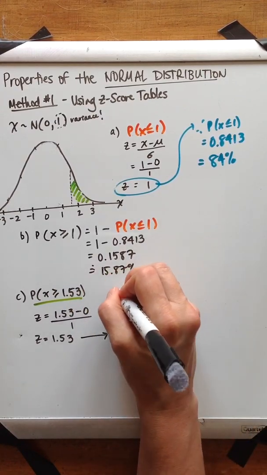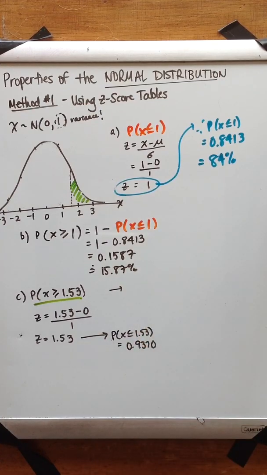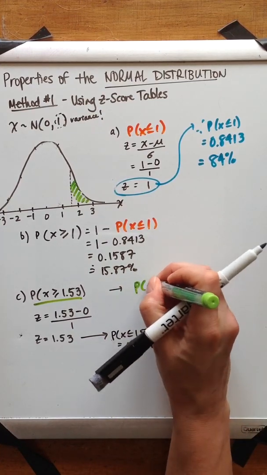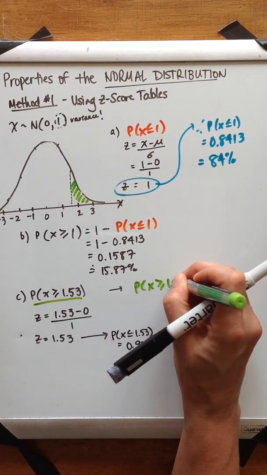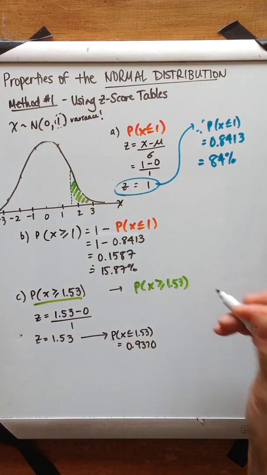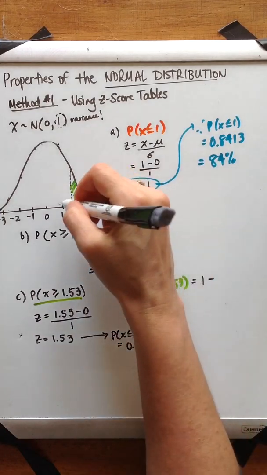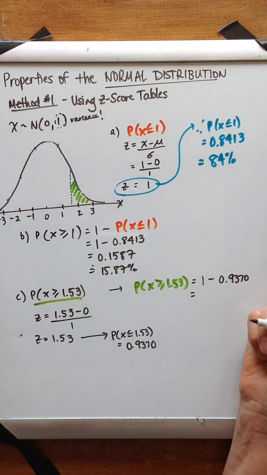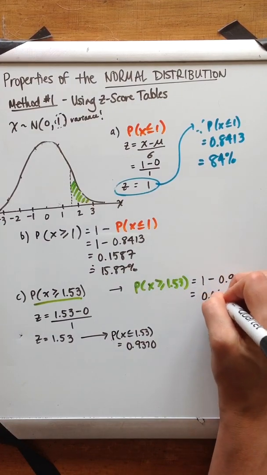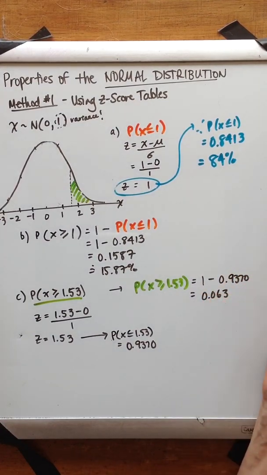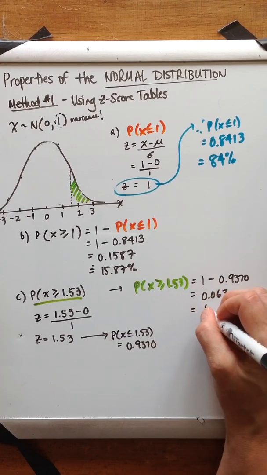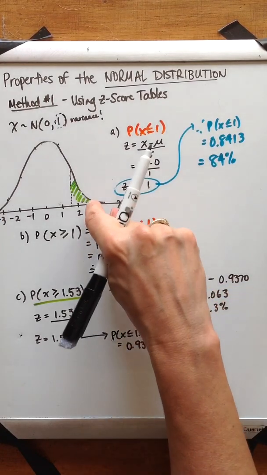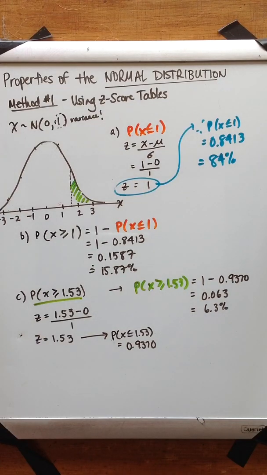So therefore, the probability for when x is greater than or equal to 1.53 is equal to 1 minus when it's less than, which is 0.9370. So this comes out to being 0.063. If you want to communicate as percent, you can, but you don't have to. It would be 6.3%. And we would anticipate that that's a pretty small chunk of area under the entire curve, and so that seems reasonable to us.